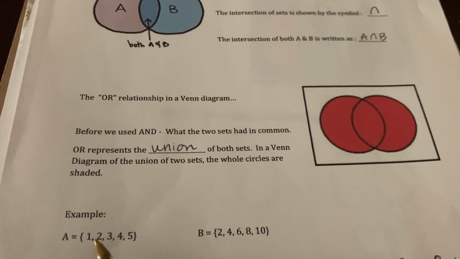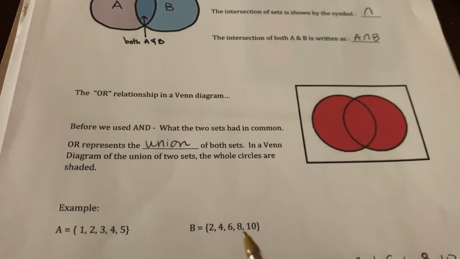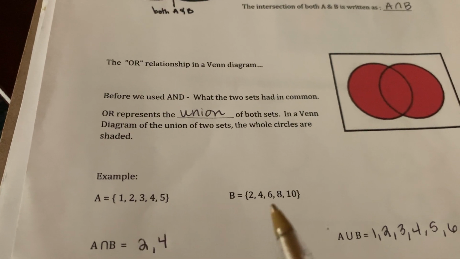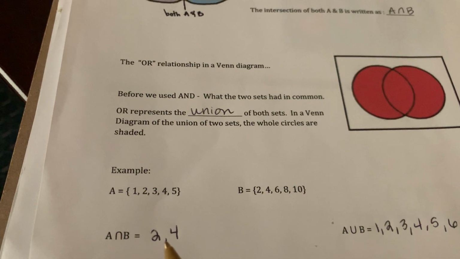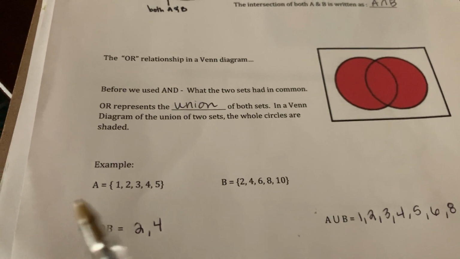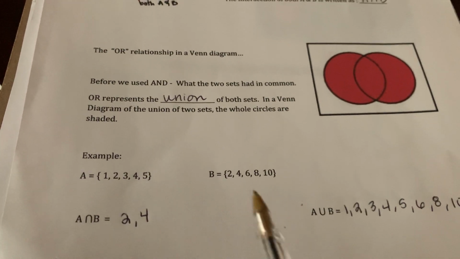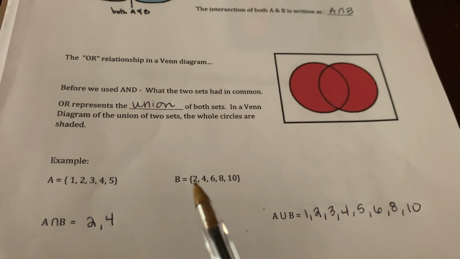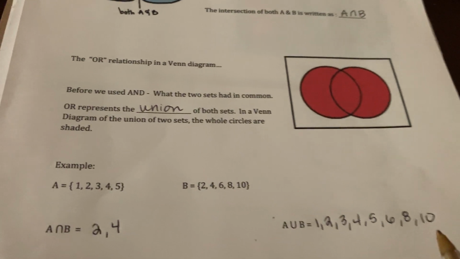We have set A, which is 1, 2, 3, 4, 5. And we have set B, which is 2, 4, 6, 8, 10. Their intersection, or what they have in common, is 2 and then 4. So that's their intersection. Their union is all of them. So say A decided to move in with B. Well, what stuff do they all have? Okay. 1, 2, 3, 4, 5. We already have the 2. We already have the 4, but we have also 6, 8, and 10.